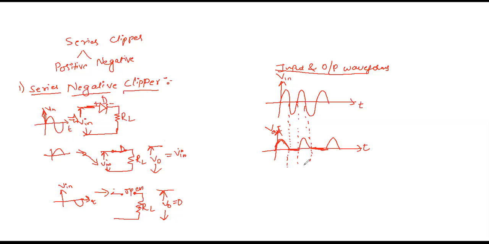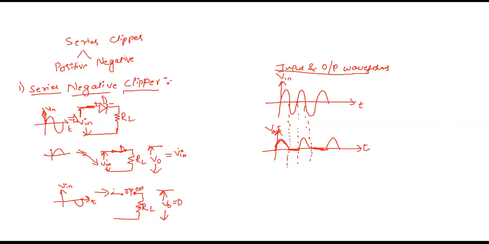From the input and output waveforms, you can see here, whenever the positive voltage is given, the output is the same as the input. When the negative half cycle is applied to the circuit, the diode is an open circuit. Then the output voltage is 0, because the diode is open, so no input will pass through the load resistance. So during the negative half cycle, the output is 0. The same process will repeat for all the positive and negative half cycles. So this is about the input and output waveforms.